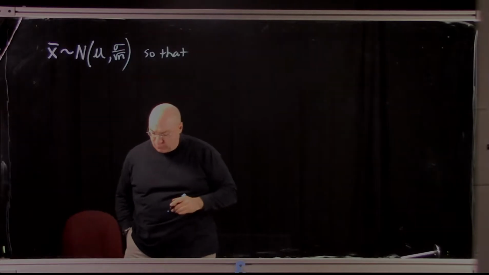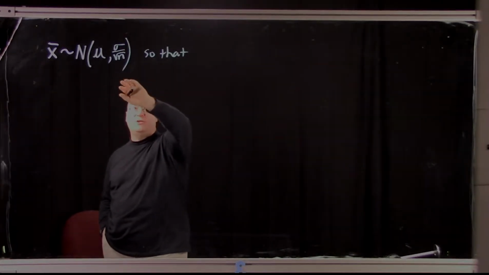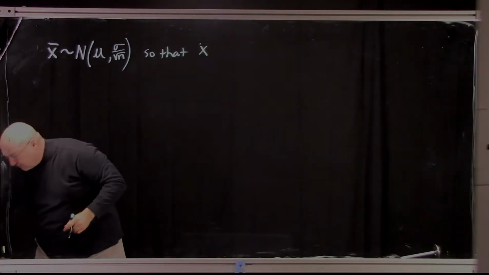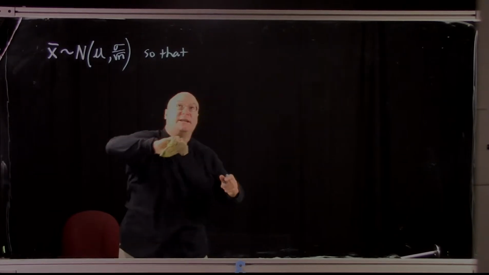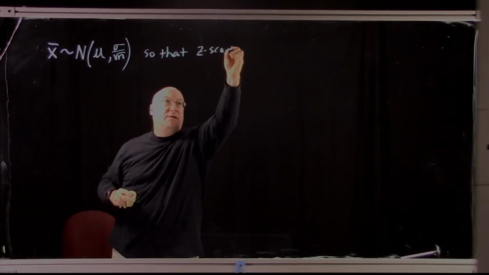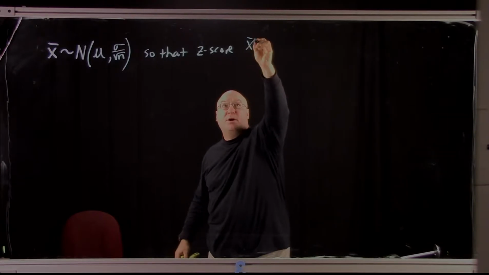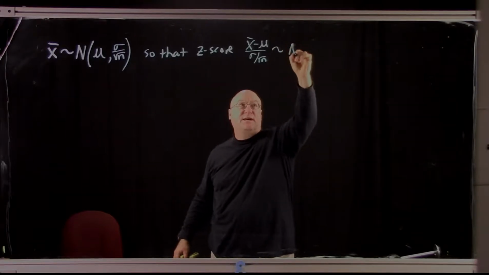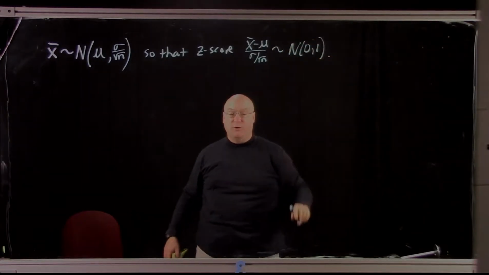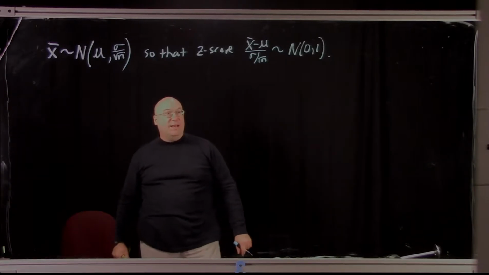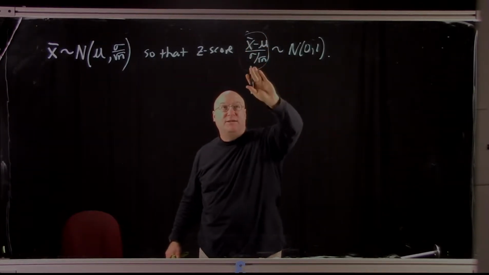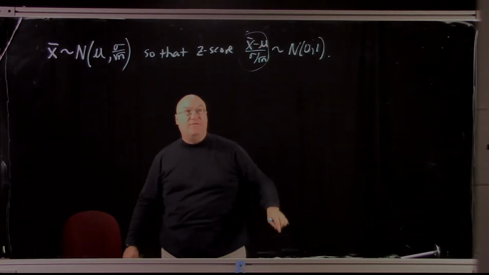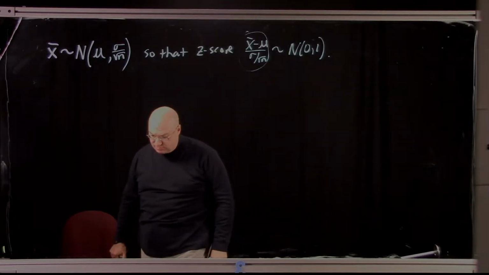Okay, so we can make that assumption, so that if we do a little algebra on this, what we end up with is the z-score: x bar minus mu over sigma over the square root of n is normal 0, 1. All right? And this means if we can make this computation, we have a value of a new random variable that comes from the normal 0, 1 distribution.